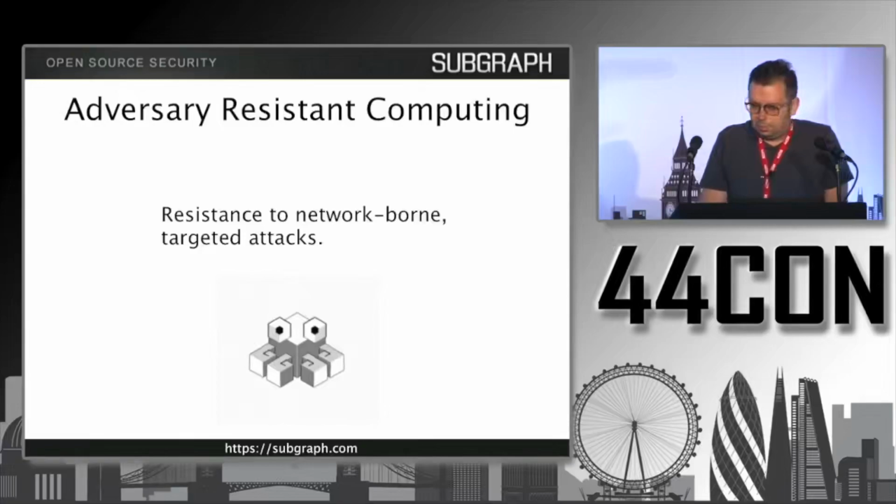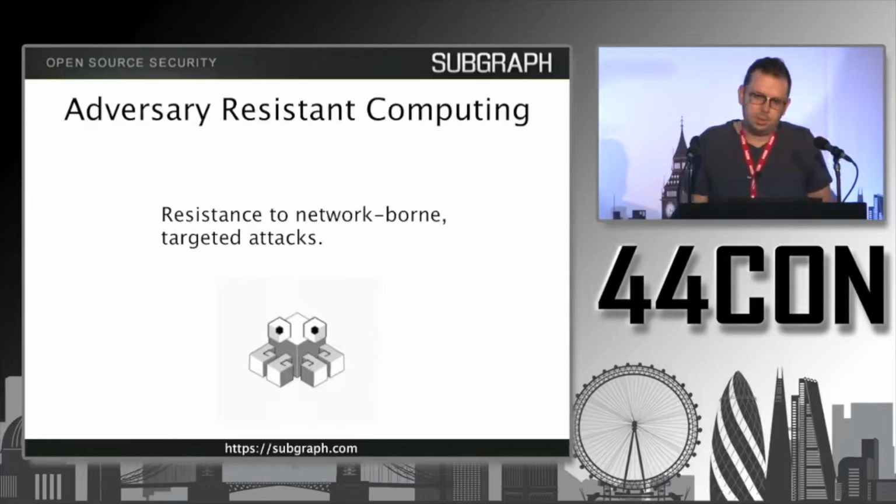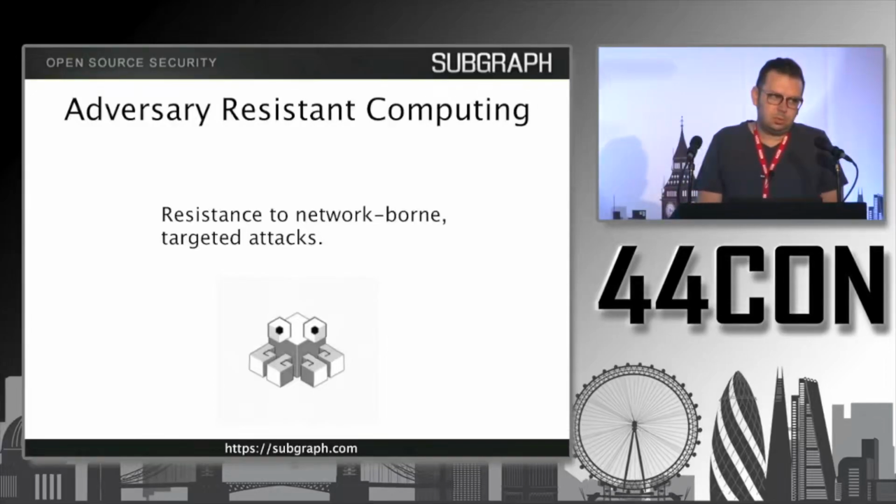So yeah, we came up with this term for the area of work we're working in, and we called it adversary-resistant computing. And what that means for us right now is resistance to network-borne targeted attacks. So this is the traditional kind of scenario where client programs or desktop software is exploited by things that come from the internet. So email attachments, website content, things like that.